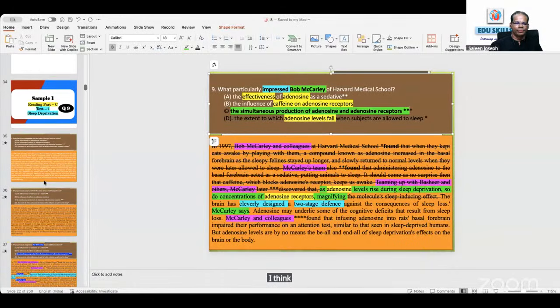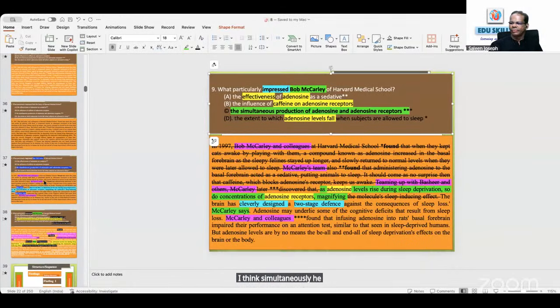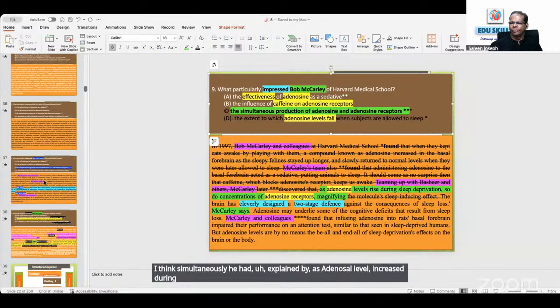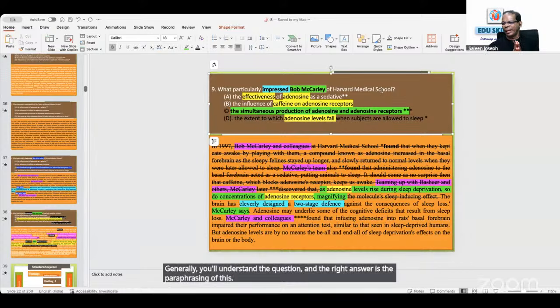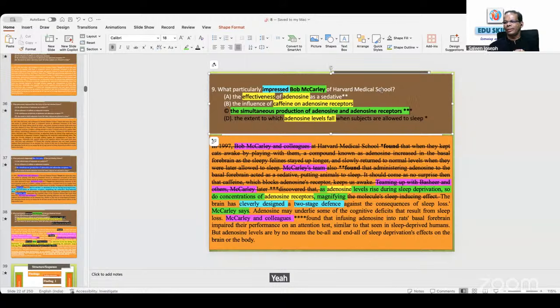I think simultaneously here is explained by, as the adenosine level increases, so does the concentration. This means at the same time, right? Yes. And what you have to do, you have to write down this portion and this right answer with the question stem. Then only you will understand the question stem, and the right answer is the paraphrasing of this highlighted text sentence. You have to write it down in a diary of paraphrases.